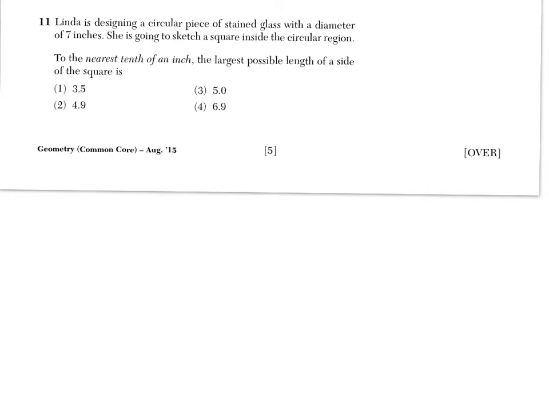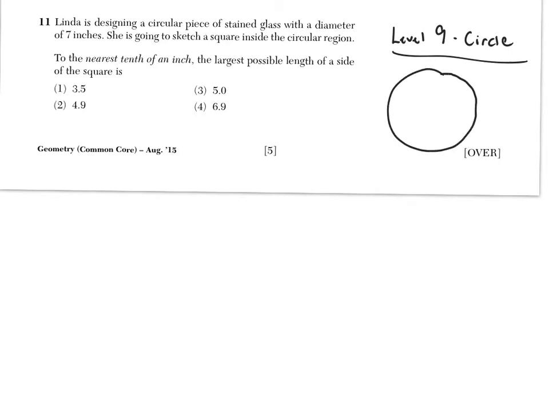All right. Well, first of all, this is actually, oddly enough, a level 9-ish question on circles, because circles are involved, but it's kind of different. It says you've got a circle here with a diameter of 7 inches, and so we know this is 7. And we also know that we have to sketch a square inside, like so. What is the largest possible length of one of the sides of the square? Now, this is the thinking part, and this is a difficult question.